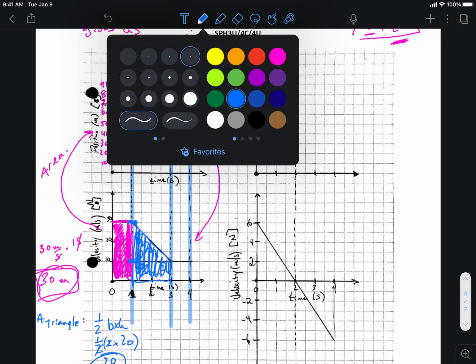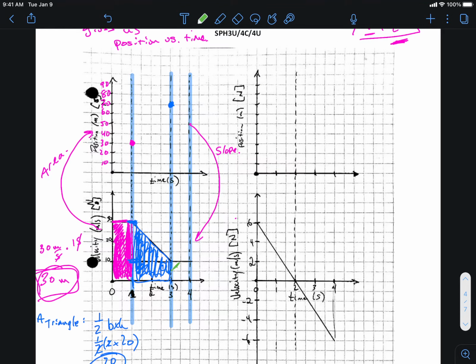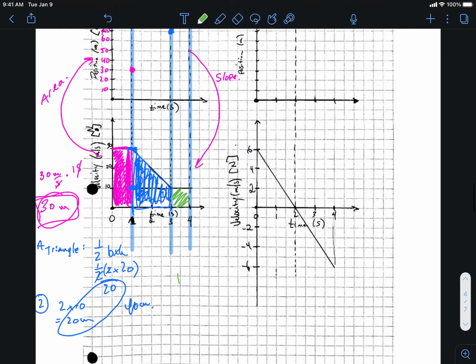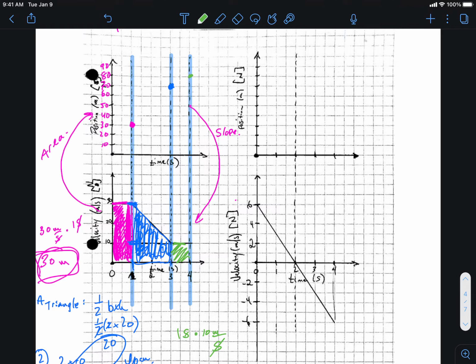For the last one, the little green section, we have 1 second wide multiplied by its speed, 10. Seconds cancel, so you're left with 10 meters. So in this last portion, the green portion, you're going to travel another 10 meters. You can see the points on here: this is 1 and 30, this is 3 and 70, and this is 4 and 80.